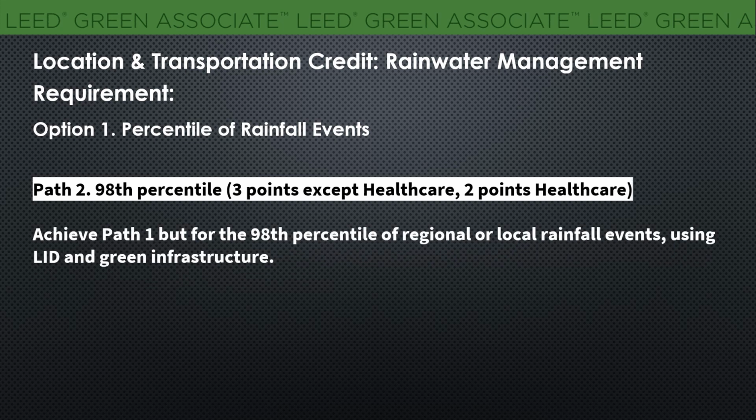Part 2 is based on the 98th percentile. It can get 3 points, except for healthcare, and 2 points for healthcare. Achieve part 1 but for the 98th percentile of regional or local rainfall events using low impact development and green infrastructure. So for part 1 it was the 95th percentile, and here for part 2 it is the 98th percentile.